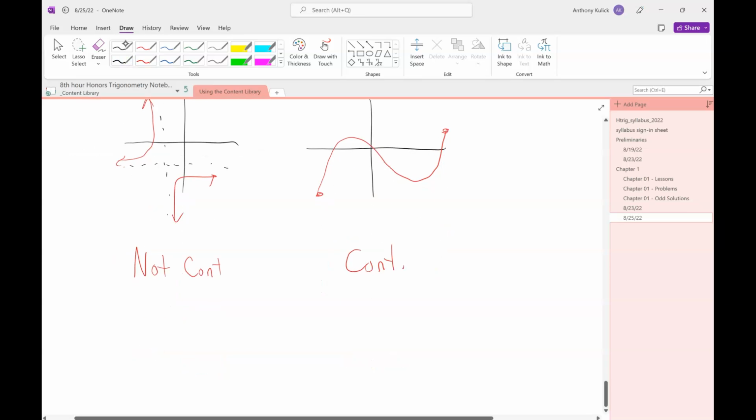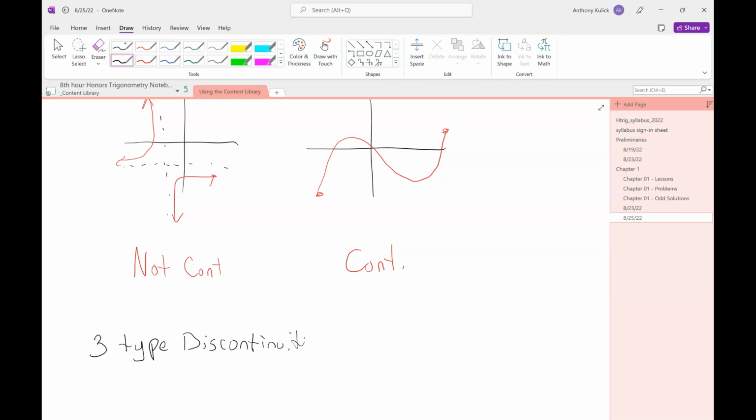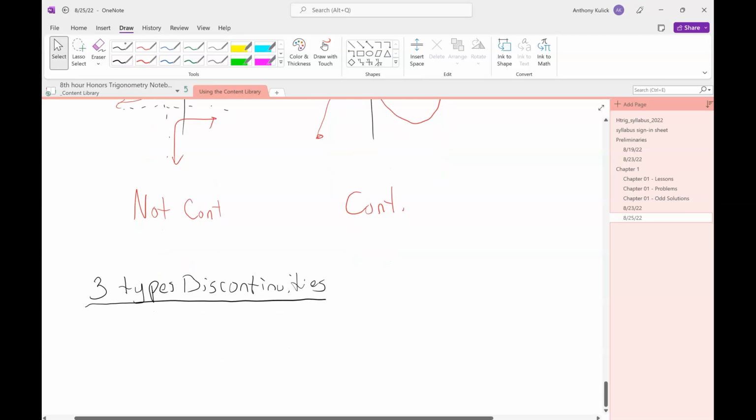So if it's not continuous, that means that it has some type of discontinuity there where the graph breaks. There are 3 types of discontinuities. 2 of the 3, I think that you guys talk about. The third one we'll mention here. What's one type of discontinuity?